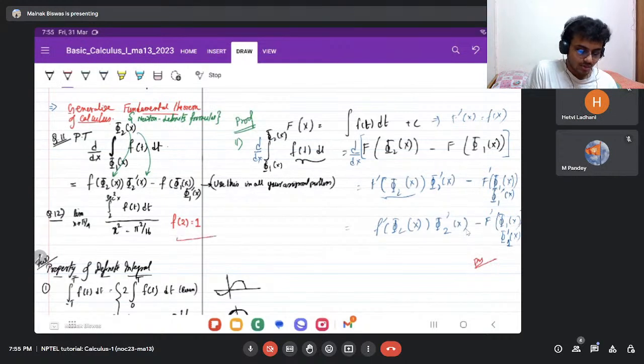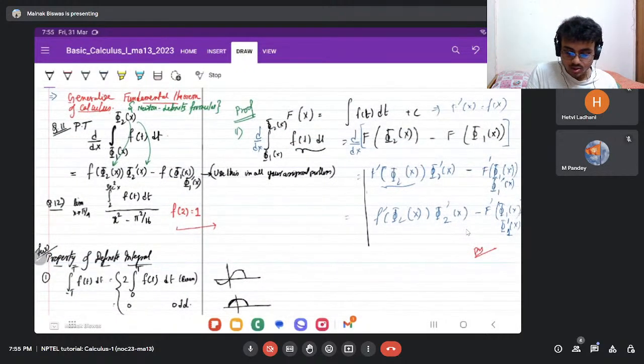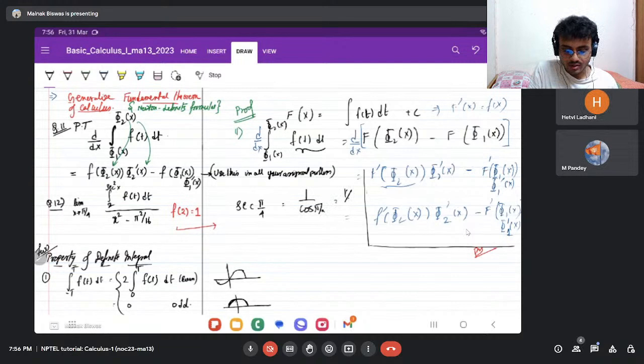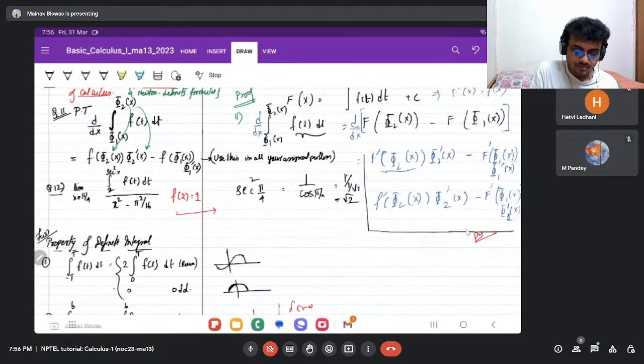Now let's prove number 12. Let's see what is in store in number 12. So you see pi by 4, right? What is sec pi by 4? 1 by cos pi by 4 is equal to 1 by root 2, which is root 2, right? So sec square pi by 4 is 2. Agreed?